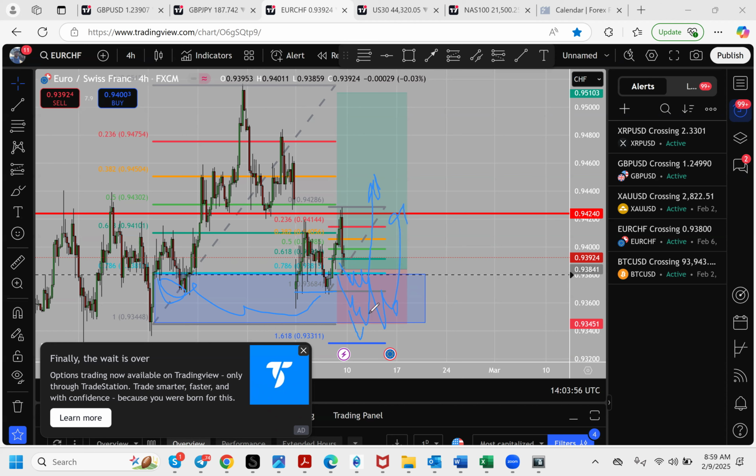But if we come down here and break through, then we know we're going down to the downside and we have to focus on sales. So at this moment, still focusing on buy opportunities to the upside since we created a minor high here, so minor low and then higher high.